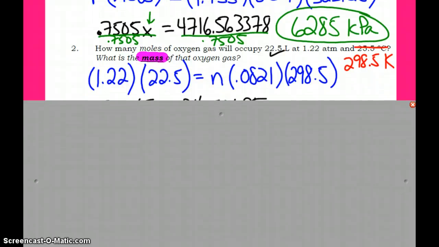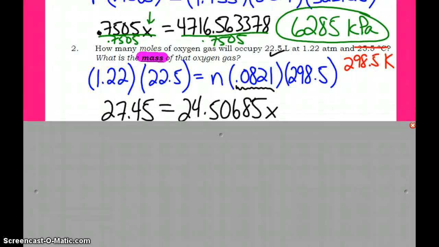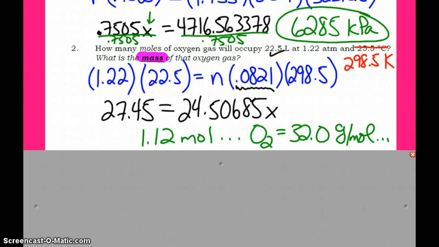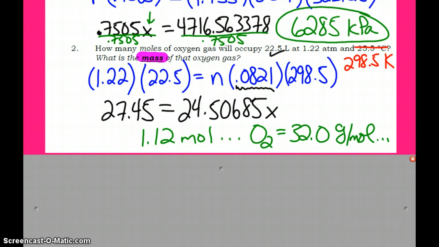So we see that volume is in liters, 22.5, that's good. Pressure is in atmospheres, so since pressure is in atmospheres, I need to use this value of R, 0.0821. My temperature I had to change to 298.5 Kelvin, and I can multiply both sides, divide by the 24 part, so I can get to 1.12 moles.